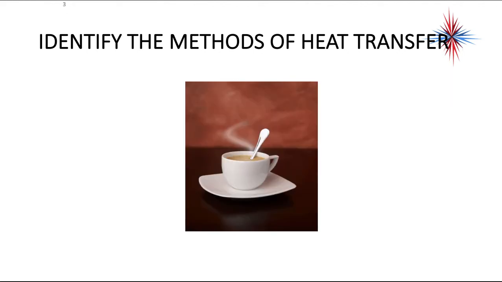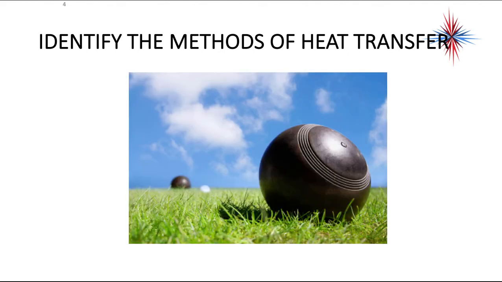Okay, what about this method? What methods of heat transfer are in this picture? Conduction, between the cup and the spoon. Convection, the liquid to the air temperature. Radiation, probably some very little. How about this one? Let's just say the ball is a little warm. Conduction, the ball to the ground. The ground will probably have a cooler temperature. Convection, if it's a warm day, the air to the ball. Radiation, the sunlight to the ball. Keeps that ball warm.